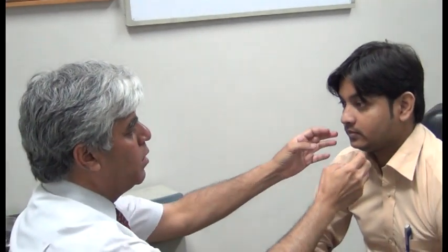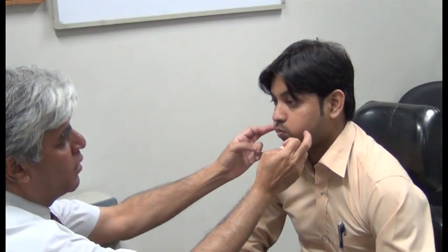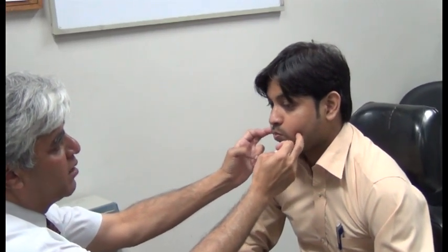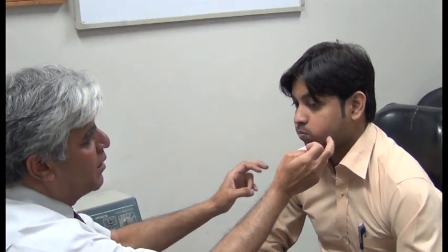Then you want to see the angle of the mouth. Ask the patient to show the teeth. If it is symmetrical, fine; if there is facial palsy, there will be asymmetry of the angle. Then you ask the patient to puff some air in the mouth, and you check the tone of the buccinator muscle. If there is a facial palsy, as soon as you do that, there will be an air leak. So this is how you examine the facial nerve.